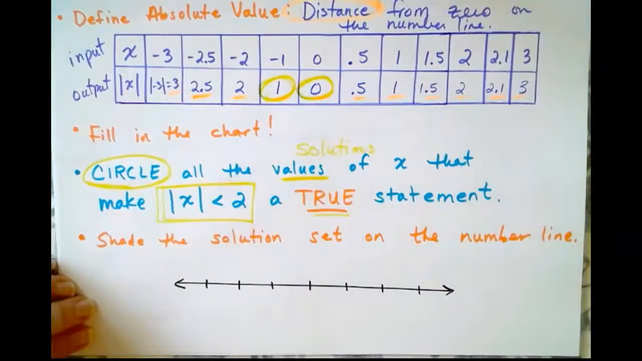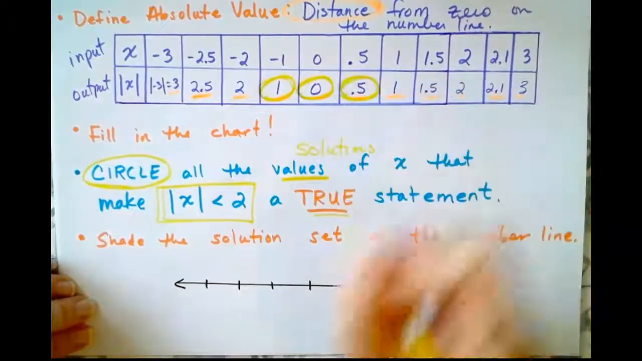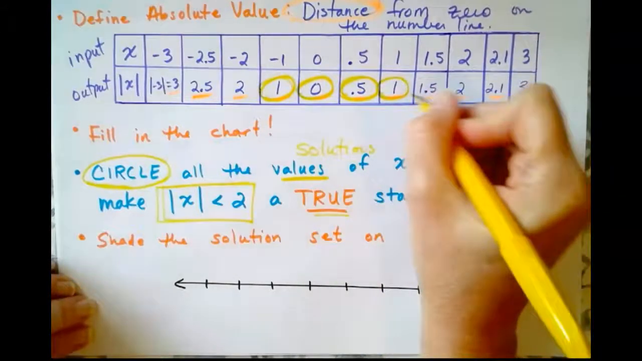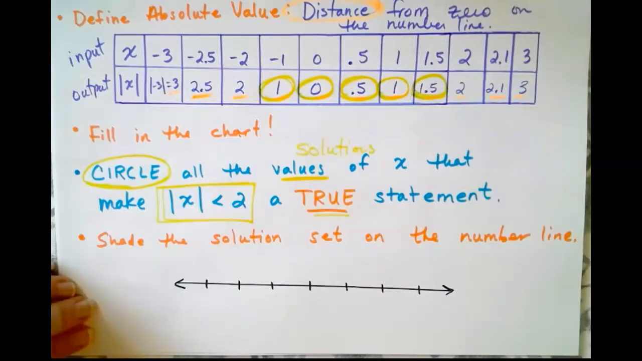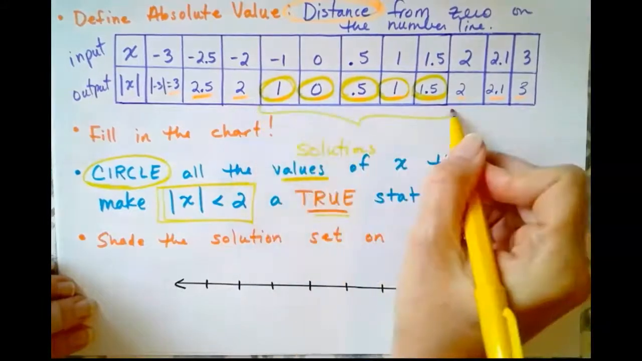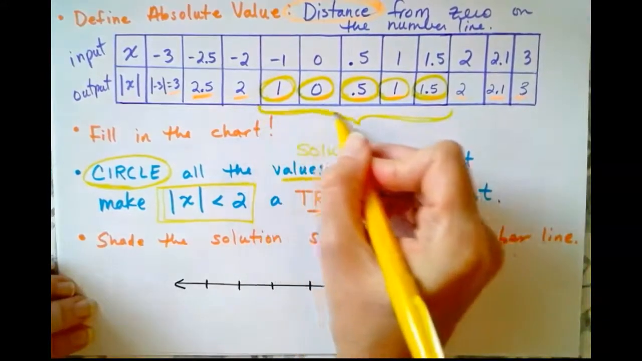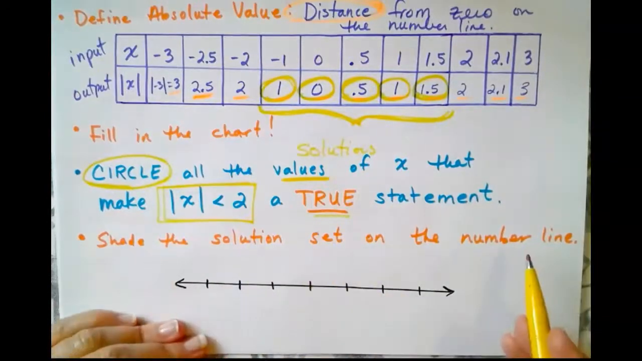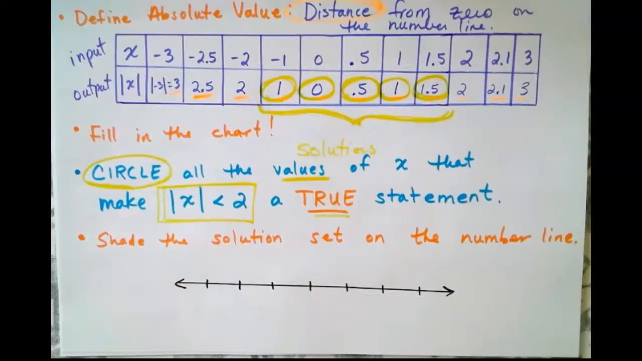0 will make it true. 0.5 will make it true. 1 will make it true. 1.5 will make it true. So basically, it's these numbers in the middle that are going to make it true. So now let's shade that solution set on this number line.